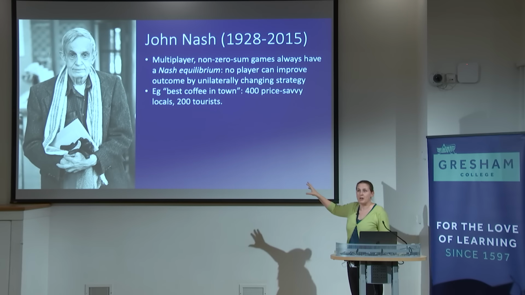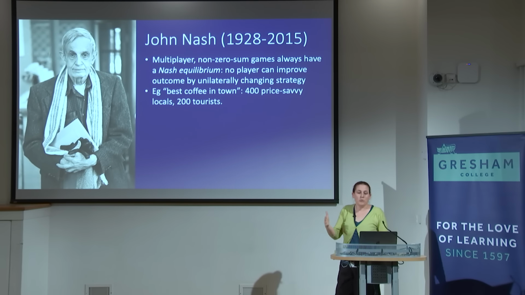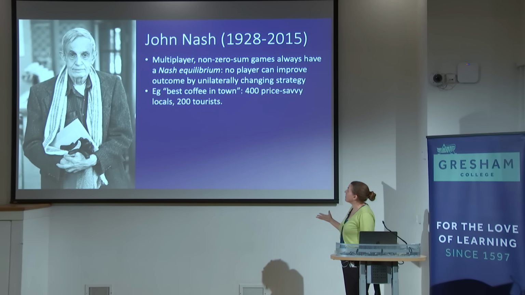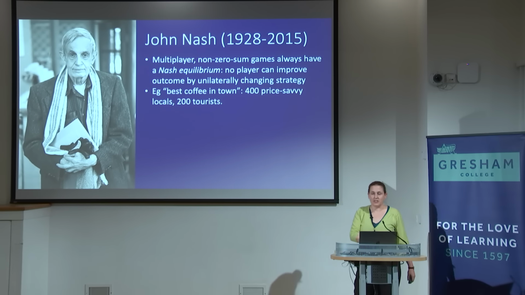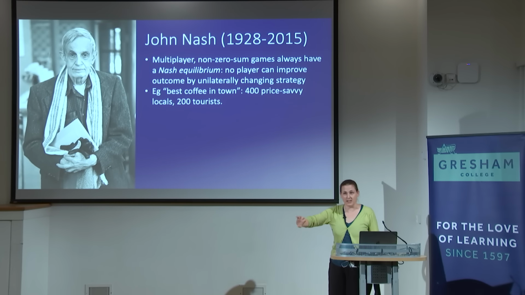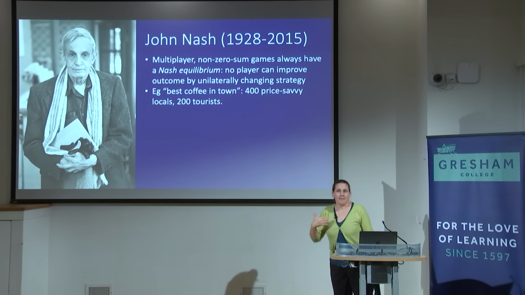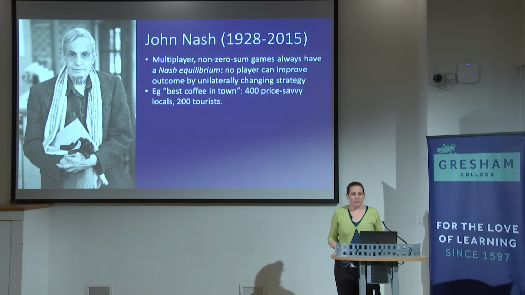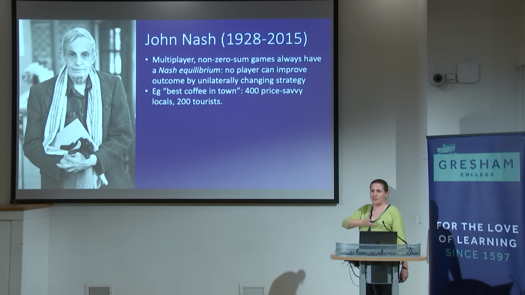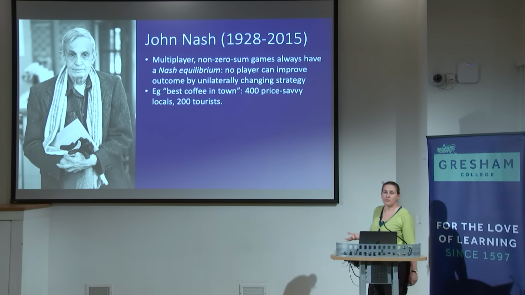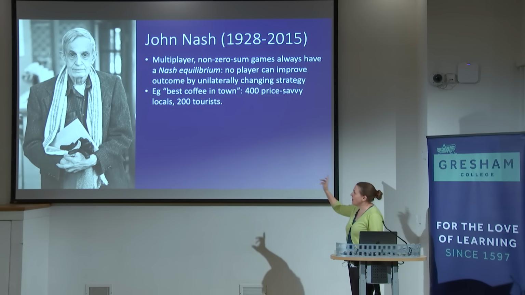There's always an equilibrium position where no one player can improve the outcome by unilaterally changing strategy. If a whole bunch of people change their strategy, maybe you can, but nobody can unilaterally change their strategy and improve what their outcome will be. So that's a really huge generalization and a really important result in game theory. So this now brings us to our second little puzzle of the best coffee in town.